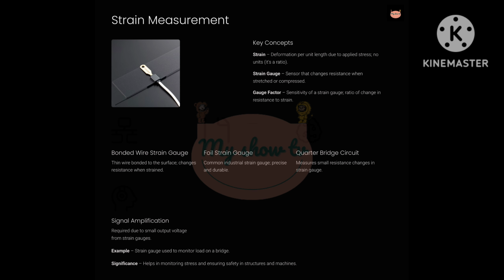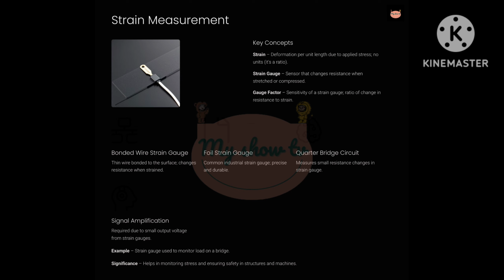Slide 2. Strain measurement. Now let's talk about strain, which is a measure of deformation in a material. It is calculated as the change in length divided by the original length. Since it's a ratio, it has no units. A strain gauge is the most commonly used device to measure strain. It is a small electrical sensor that changes its resistance when stretched or compressed. The amount of resistance change is very small, so we need an amplifier to boost the signal.